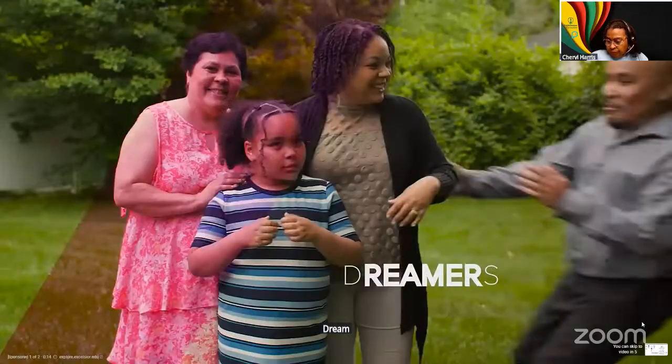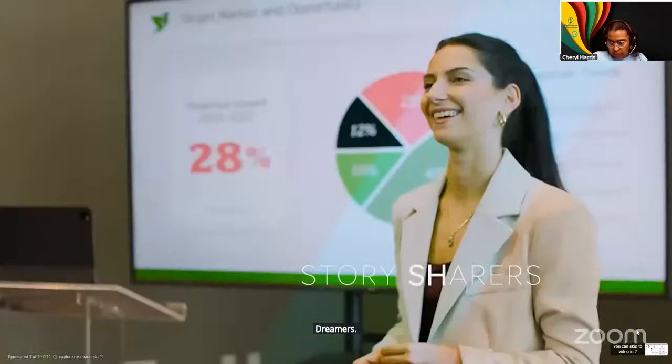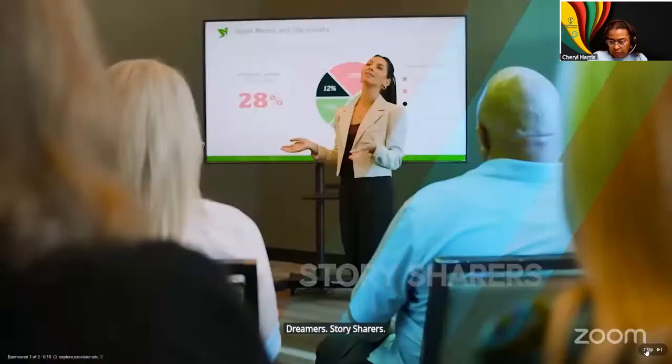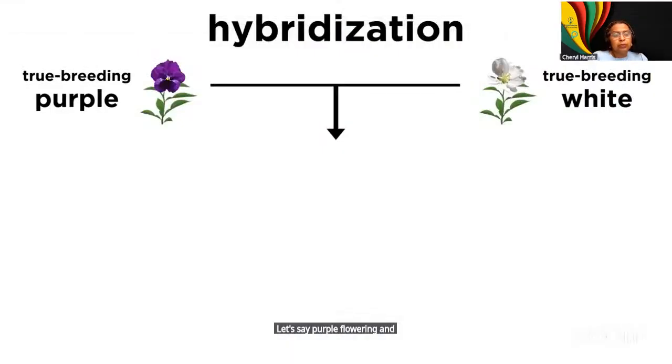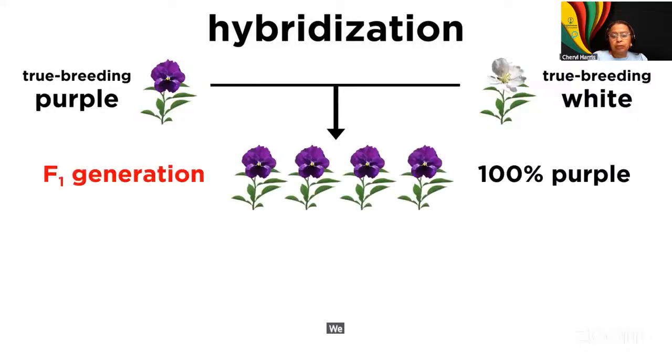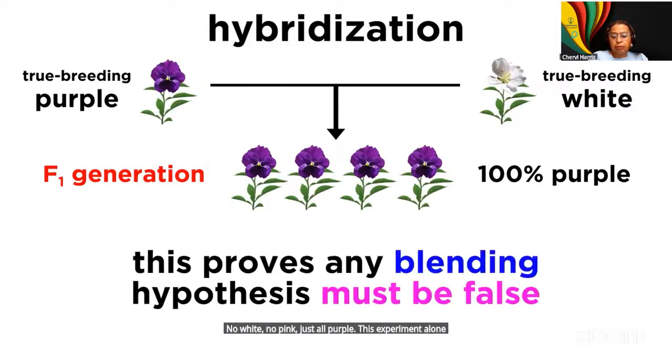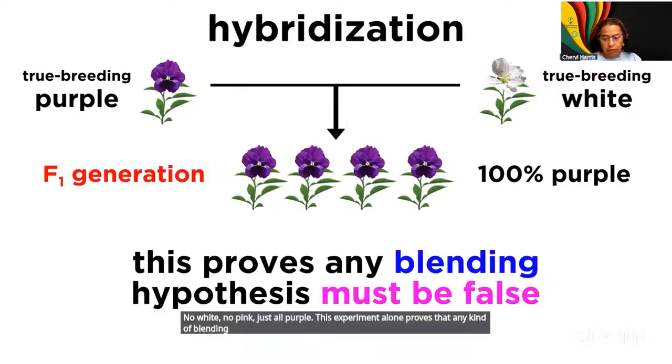Let's say purple flowering and white flowering plants are hybridized. We would find that the F1 generation is entirely purple. No white, no pink, just all purple. This experiment alone proves that any kind of blending hypothesis must be false.